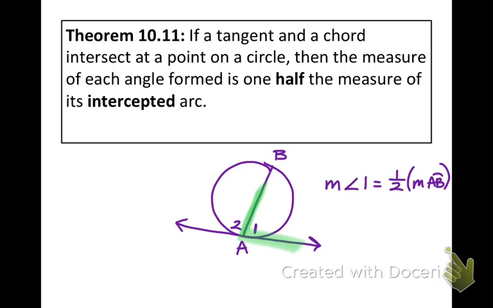That makes sense. Now let's throw a point C in here just so we can tell the difference between the left and the right arc. So the measure of angle 2 would be equal to what? 1/2 of what arc? Yeah, ACB. ACB. Good.